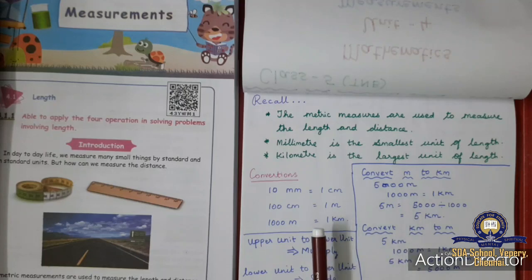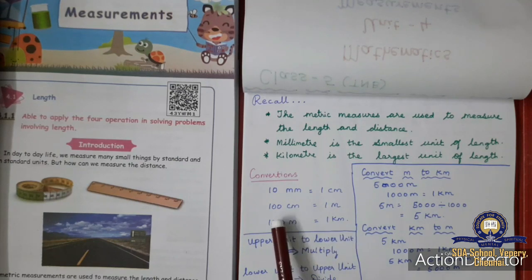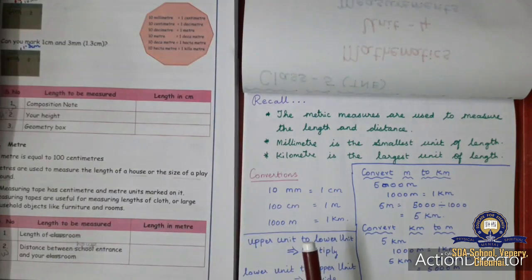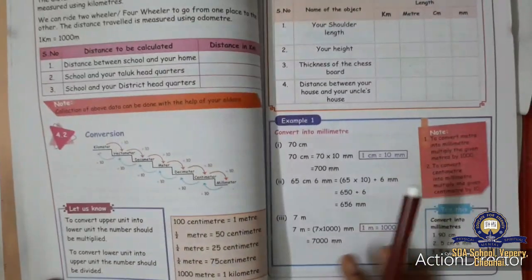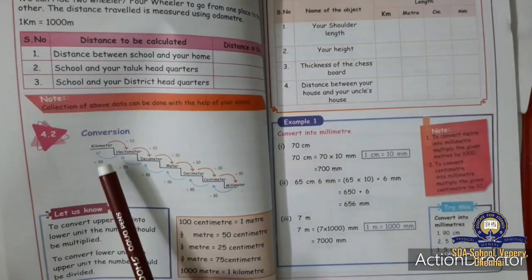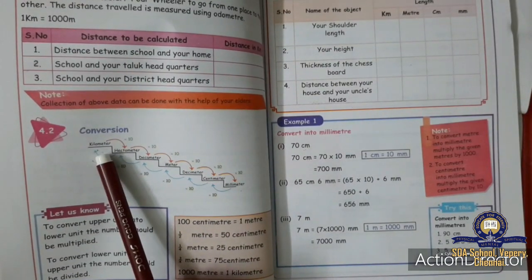Then we saw some of the conversions. 10 millimeter equals 1 centimeter, 100 centimeter is 1 meter, and 1000 meter is 1 kilometer. Then we saw the conversions in the conversion table in the textbook also. The smallest unit is millimeter and the largest unit is kilometer.